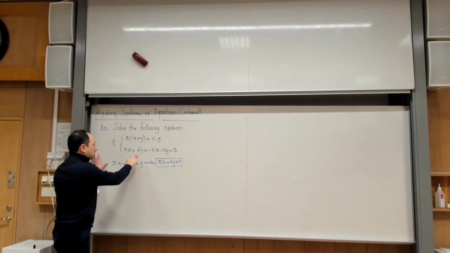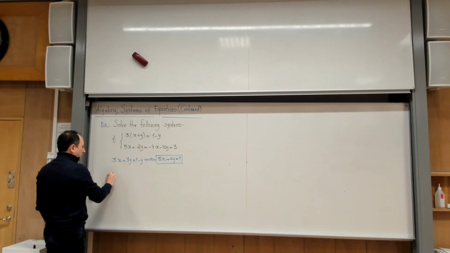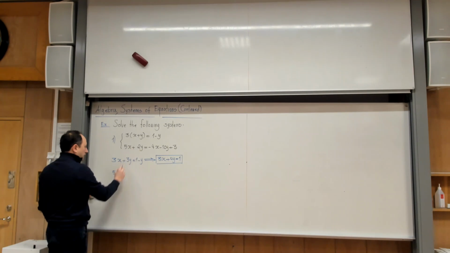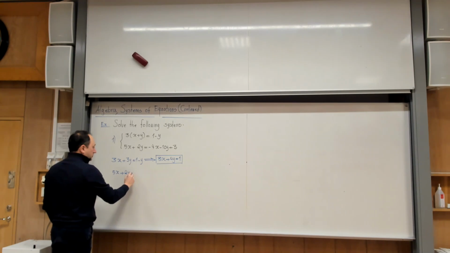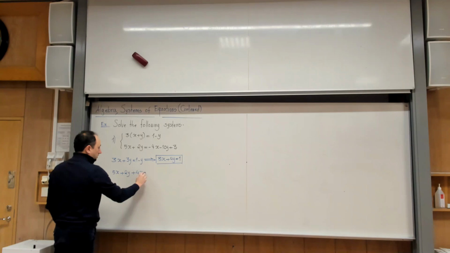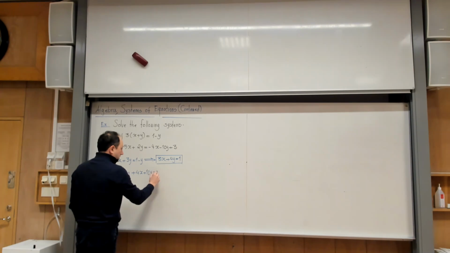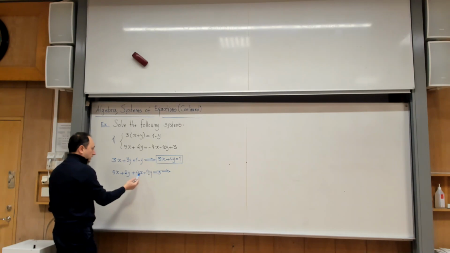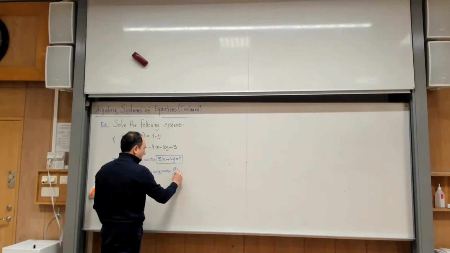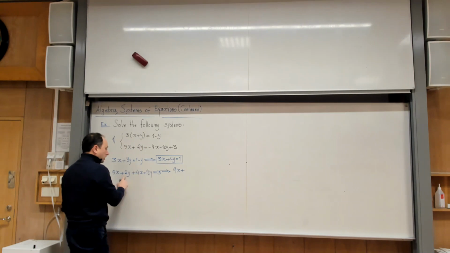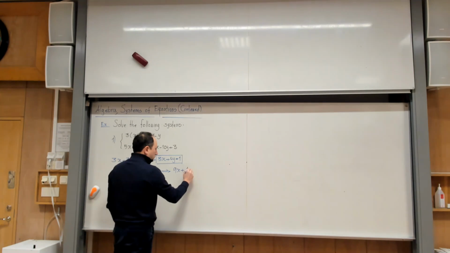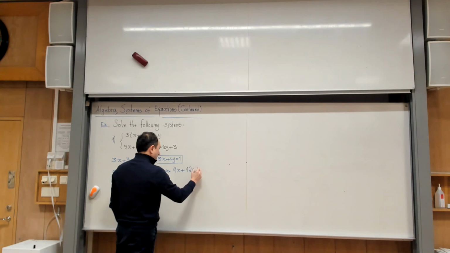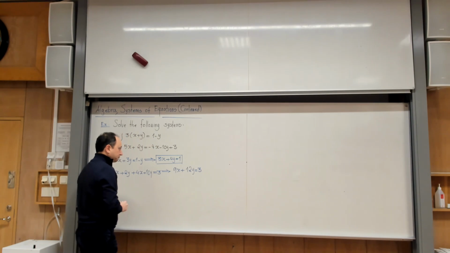I go to the second one. So here I have 5x, and then I have plus 2y. Then I move these two unknowns to the left, so it becomes plus 4x plus 10y. But I prefer to keep 3 on the right hand side, as it is. And then I simplify 5x and 4x, it becomes 9x, and then I have 2y and 10y, so it becomes 12y, yes? On the right hand side, I am still left with 3.